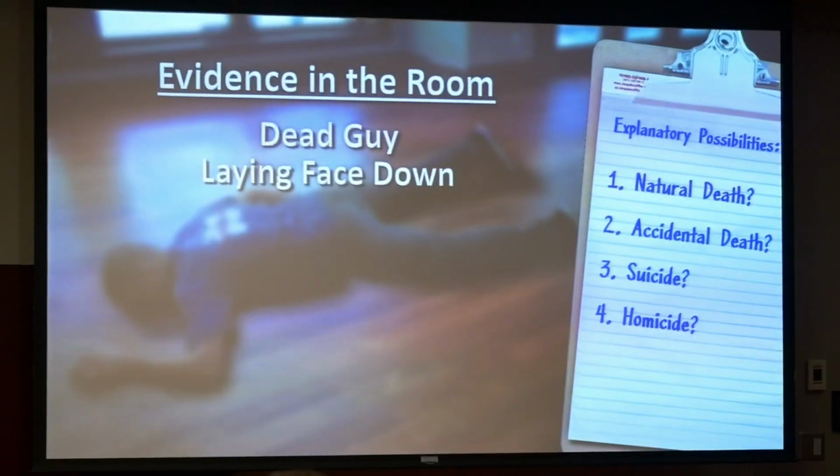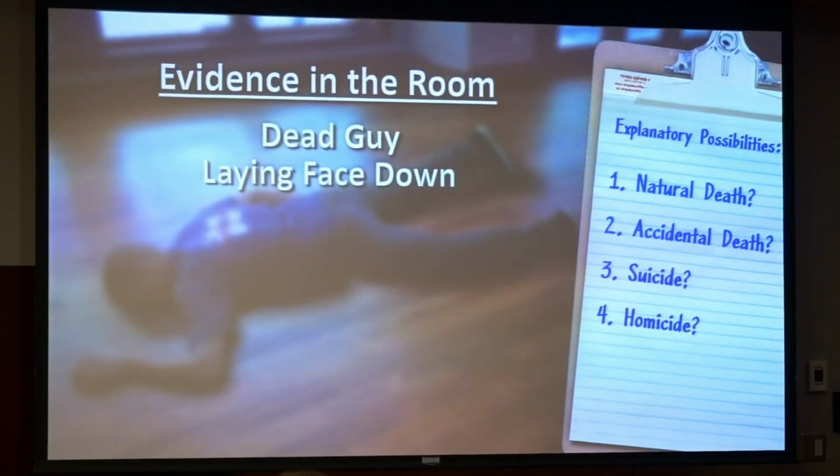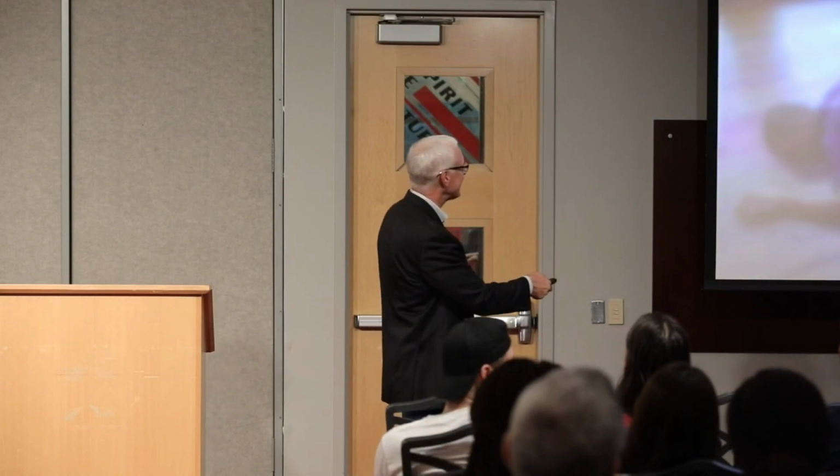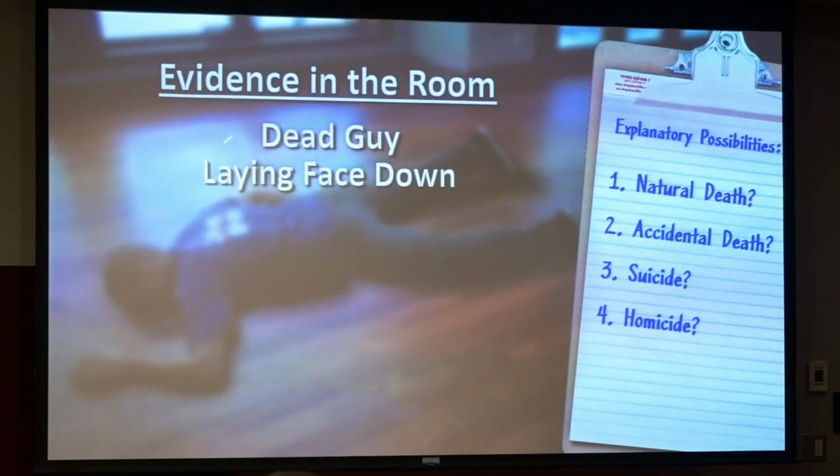I only care if it's this one. If I get there and it's one of these first 3, I get to go home. So I'm really hoping it's one of those first 3, right? And I want to figure out quickly whether I'm stuck here all night. So I have to figure out, okay, given the evidence we have so far, a dead guy laying face down, which of these explanations can I cross off?